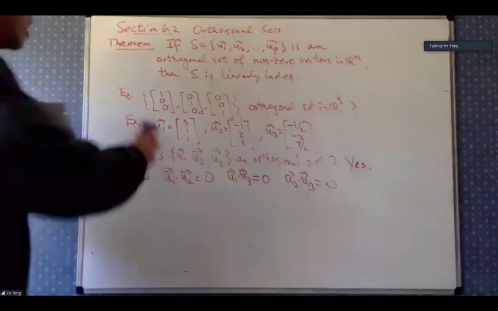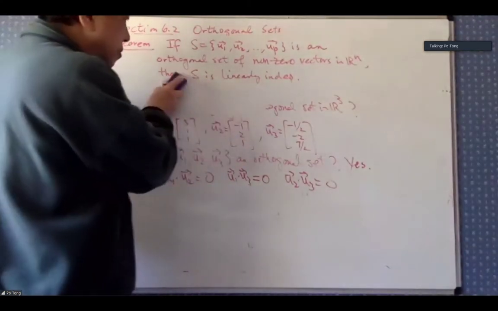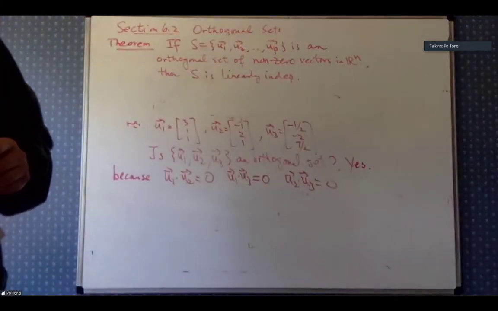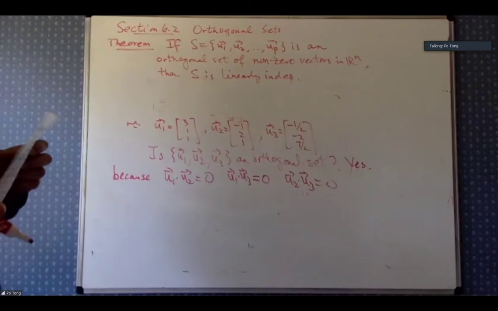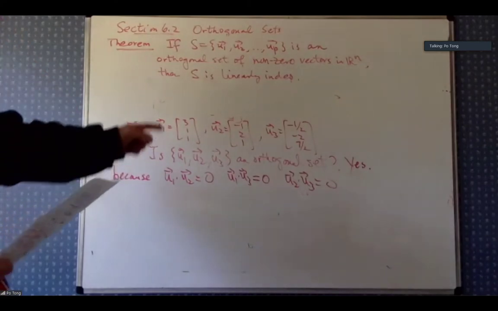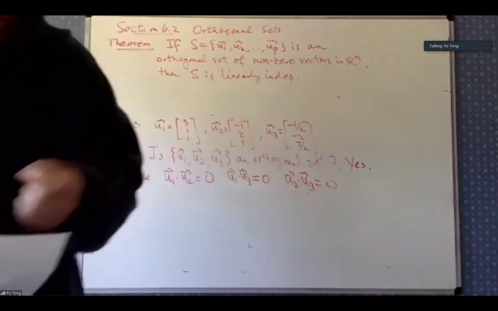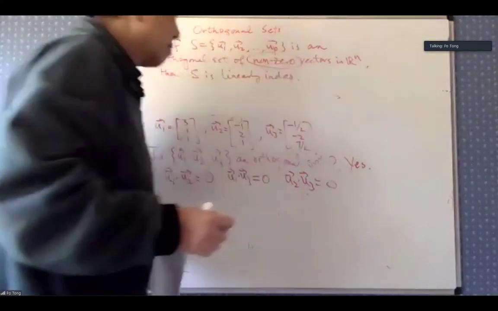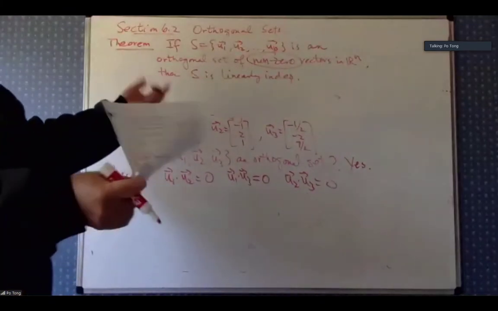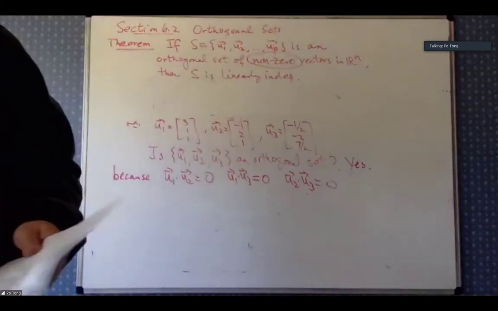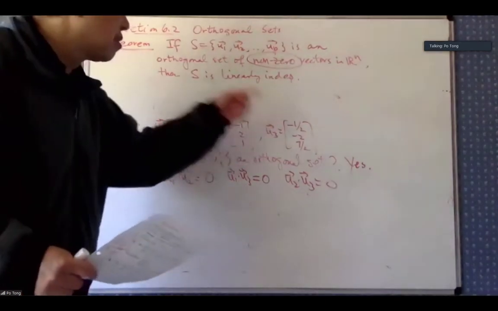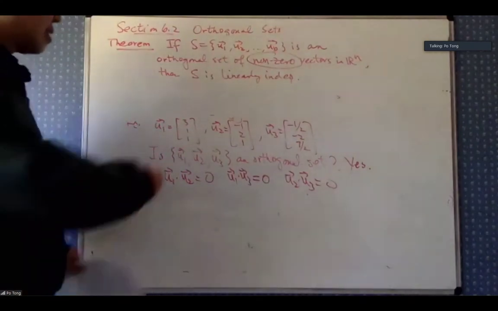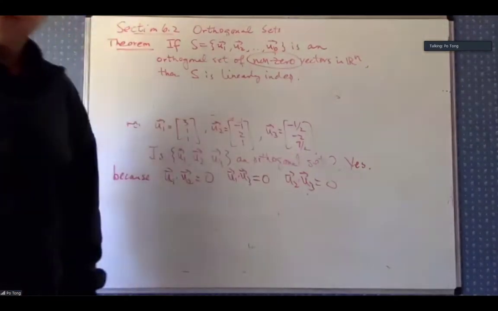What this is saying is that if you have an orthogonal set of non-zero vectors, vectors which are perpendicular to each other, non-zero, unless they are 0, when they are 0 it is kind of more degenerate, if these vectors are non-zero, then this has to be linearly independent. So in this case, these three vectors are linearly independent.